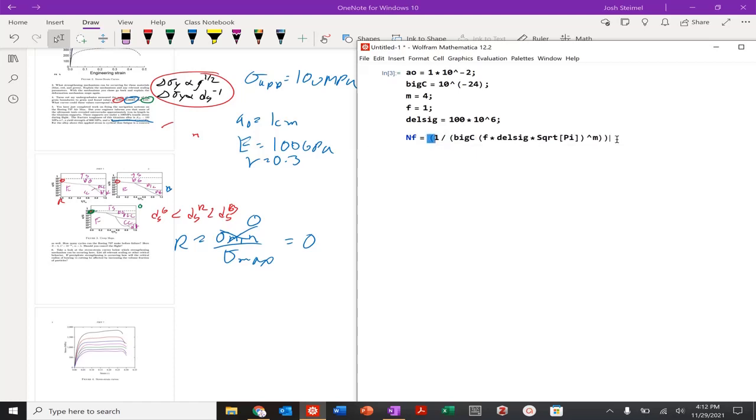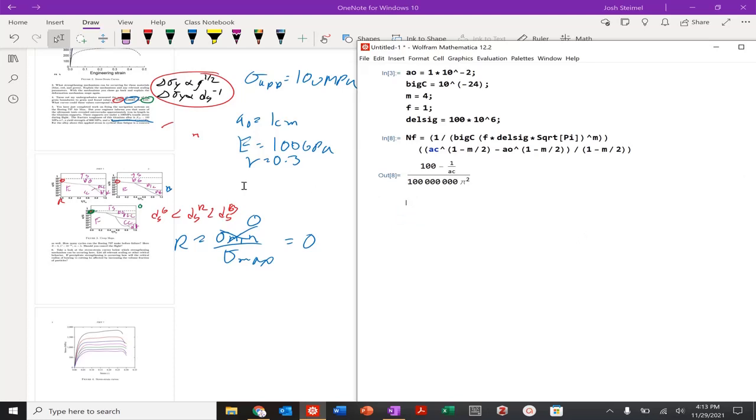Let's get that one. All right. Then we're multiplying this by a sub c to the 1 minus m divided by 2 minus a naught to the 1 minus m divided by 2. And we can go divide all that by 1 minus m divided by 2. So what is our critical a sub c? Well, our a sub c, we could solve that.